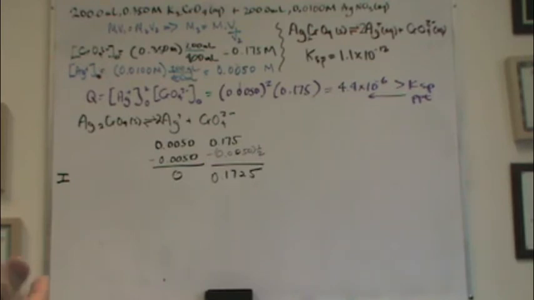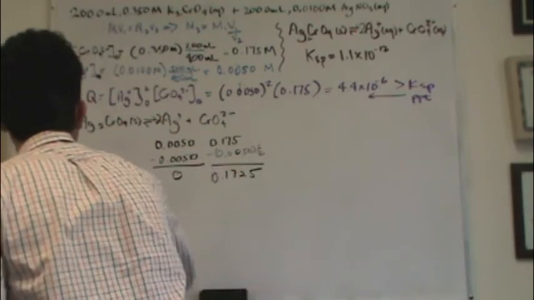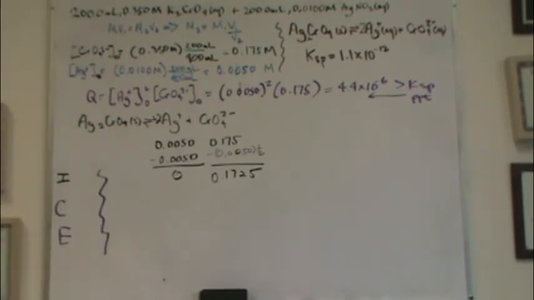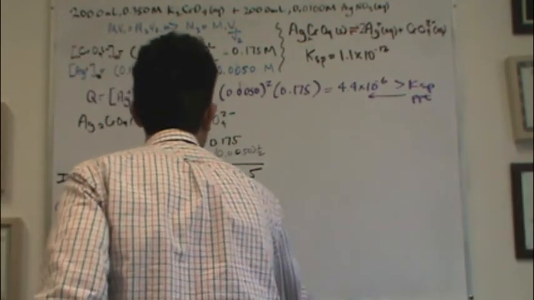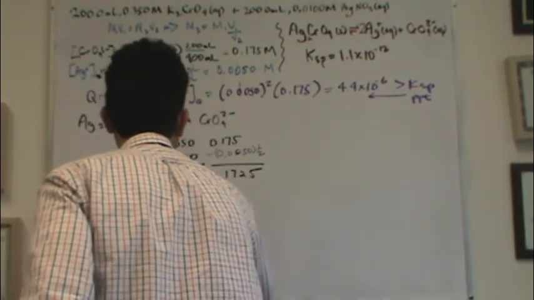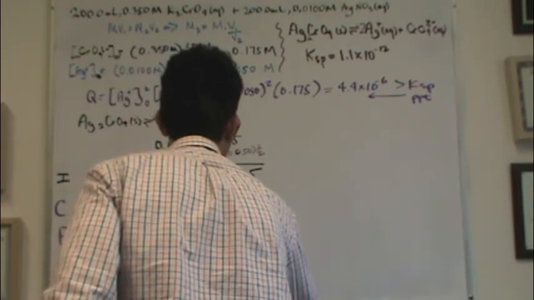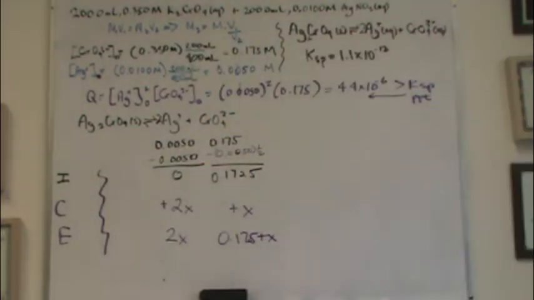Now I can go through my ice table and figure out how much silver I am actually generating, so I can go through my calculation. So now, ignore the solids C and E. Okay, so I'm starting my ice table now. Again, I have the I line. It has to shift towards the right, plus 2x and plus x. Okay, so you should have something like this right now.